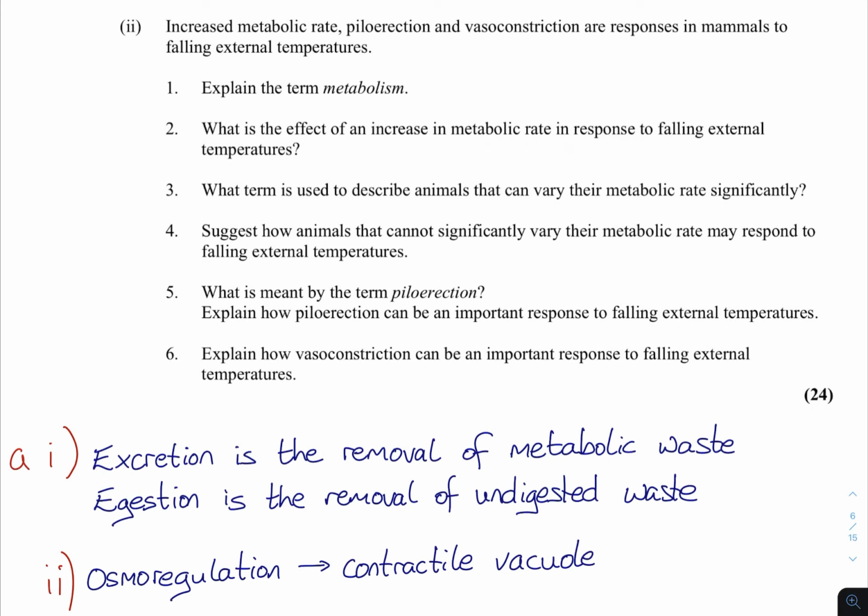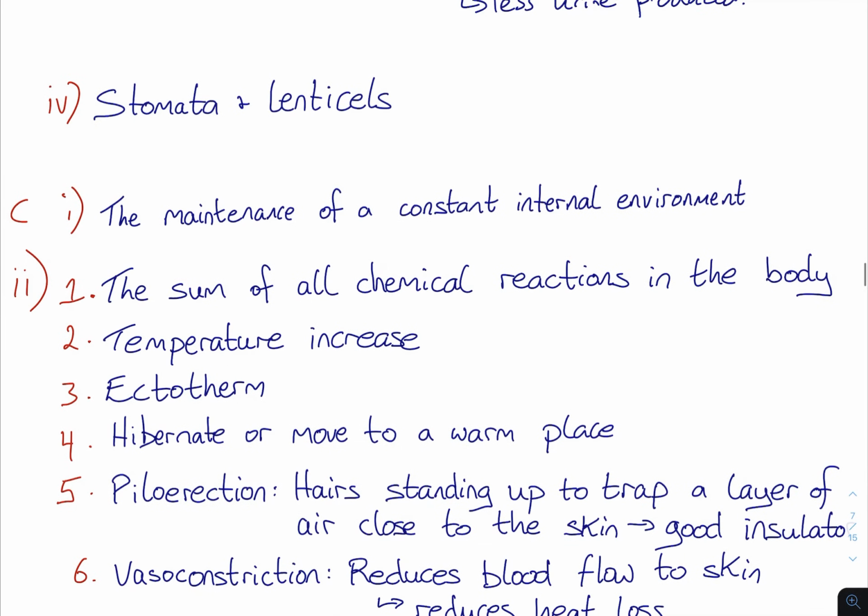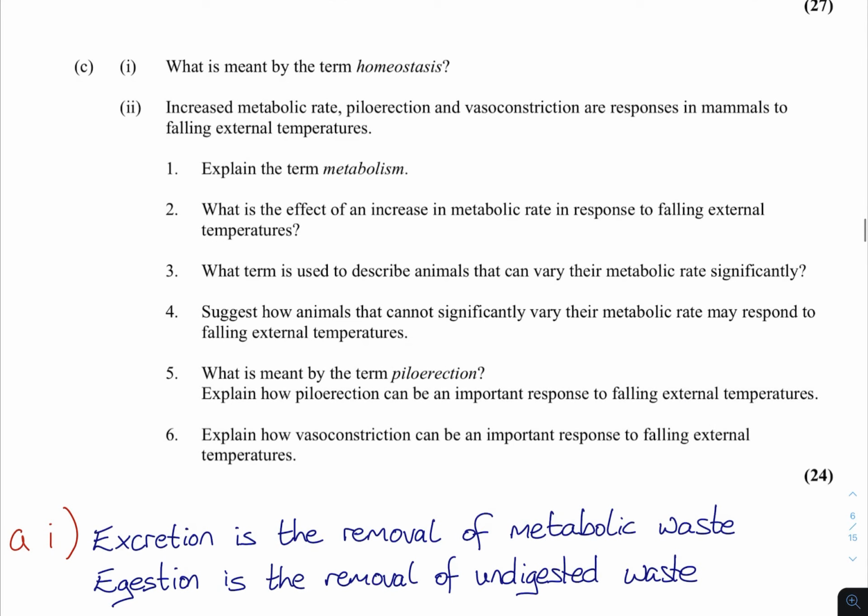What term is used to describe animals that can vary their metabolic rate significantly? These are known as ectotherms. So any reptiles are ectotherms. Their metabolic rate can vary massively, and they really do rely on the environment to regulate their temperatures. Suggest how animals that cannot significantly vary their metabolic rate, that's us, we are endotherms, may respond to falling external temperatures. So what happens when temperatures get cooler?